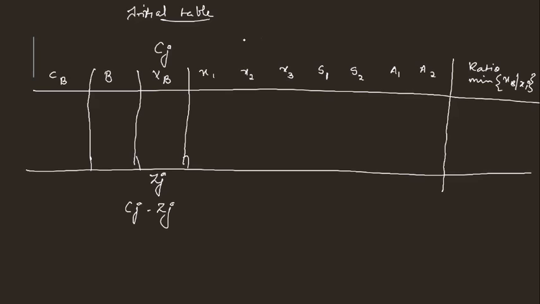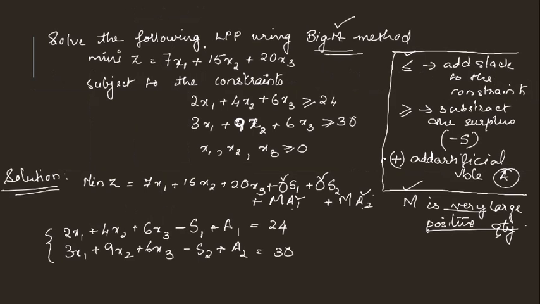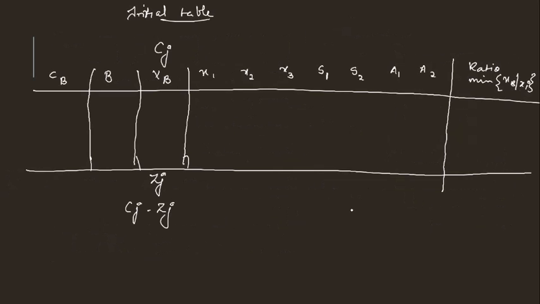Now here what I'm going to do is, in the Cj part you have to introduce the coefficients. Now what are the coefficients? Just have a look at your objective function over here. 7 for x1, for x2 it is 15, x3 it is 20, s1 it is 0, s2 it is 0, for a1 it is M, for a2 also it is M. So here you have to write this as 7, 15, 20, 0, 0, capital M, capital M.